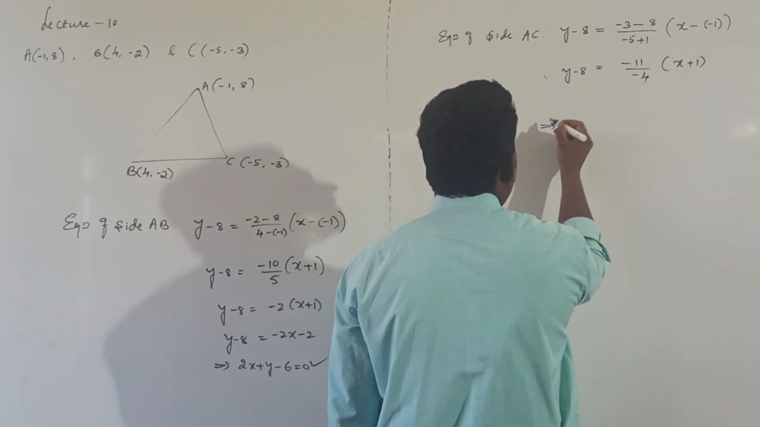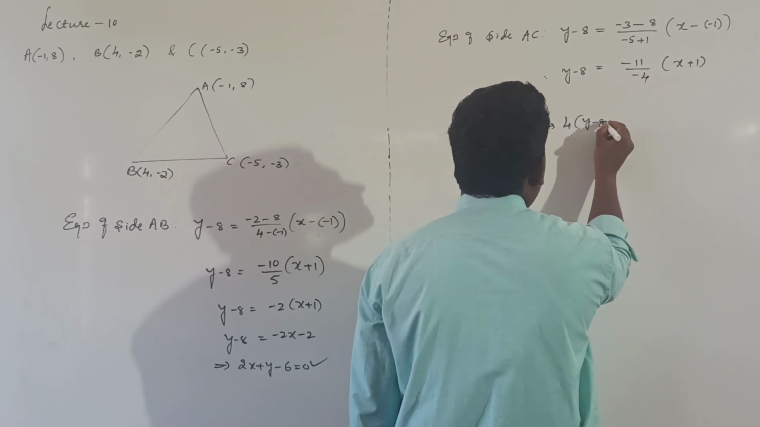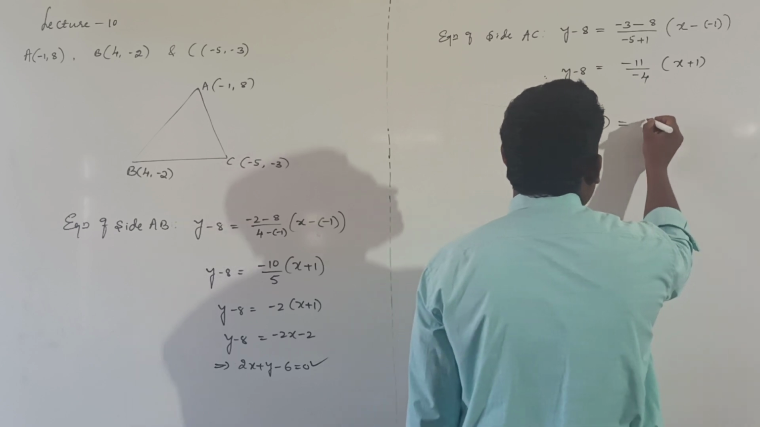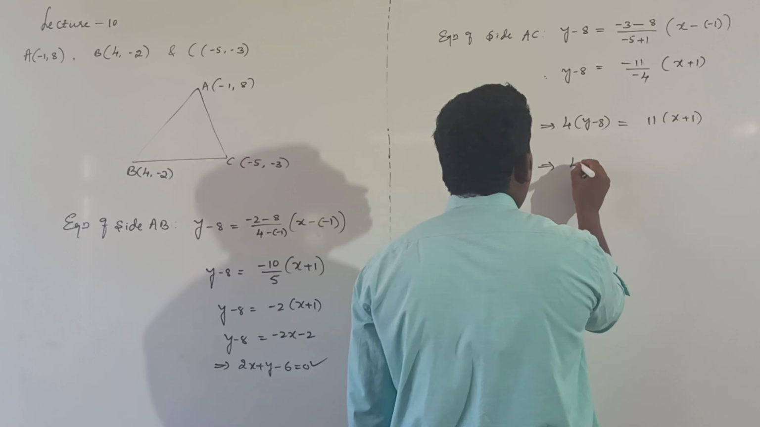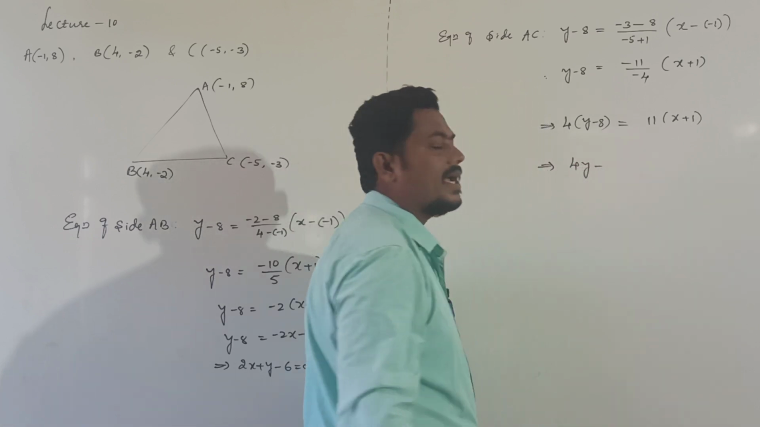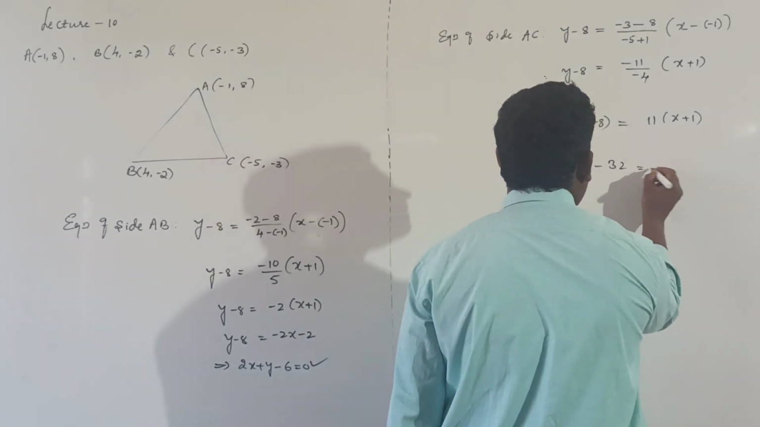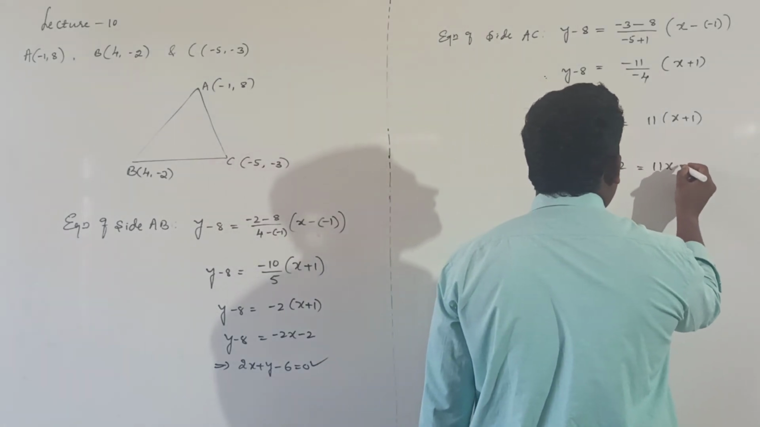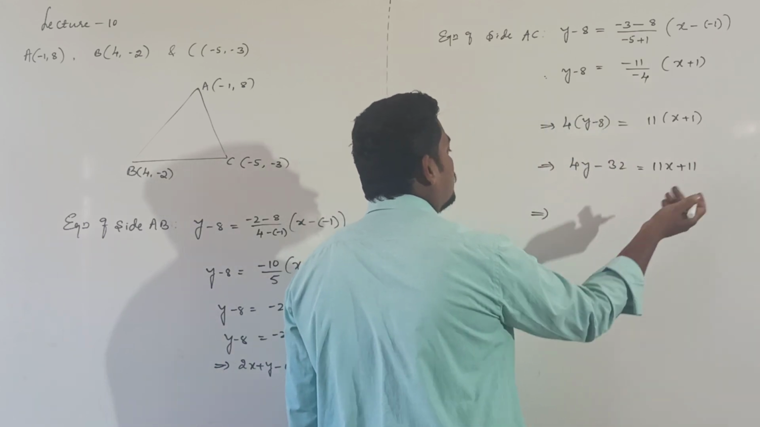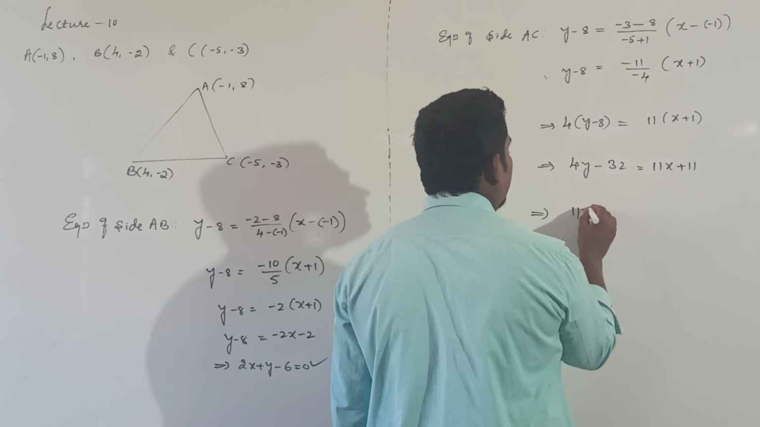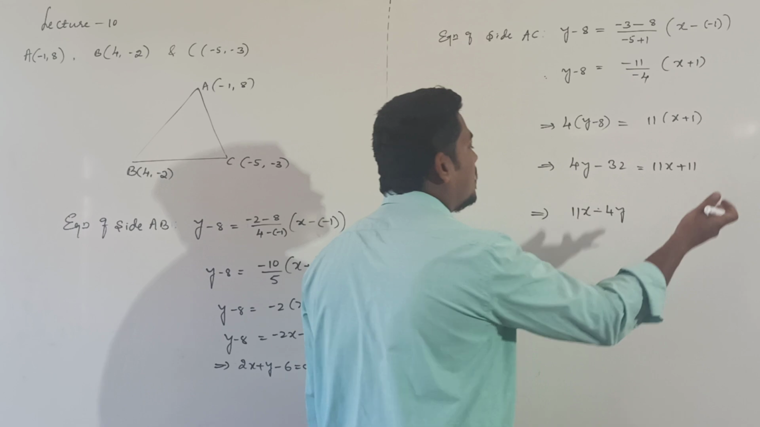Negative signs get cancelled and just cross multiplication. 4 into y minus 8 is equal to 11 into x plus 1. After that, 4y minus 32 is equal to 11x plus 11. After that, send these two terms to the RHS, then it will be 11x minus 4y.